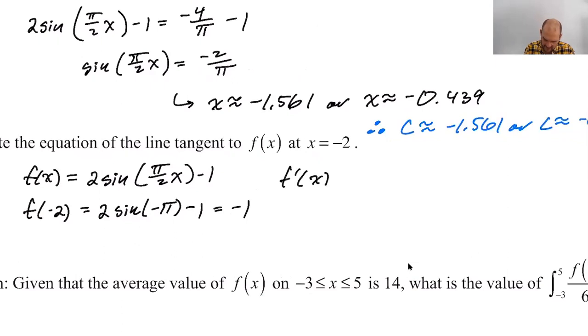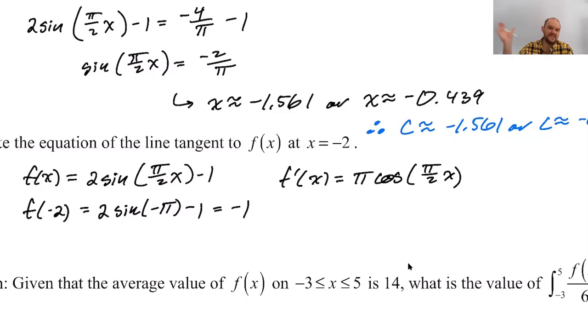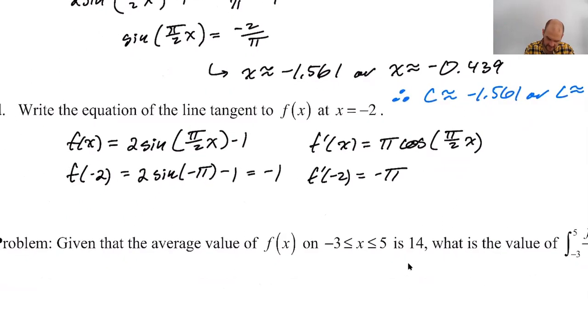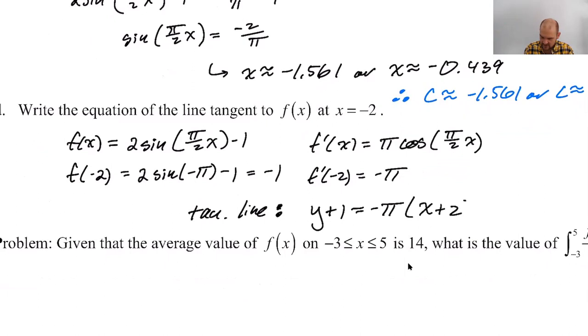F prime of x. So chain rule. We're going to get 2, and then there's a pi over 2, so it's pi cosine of pi over 2 x. And then the derivative of negative 1 is 0. So f prime of negative 2 is pi times the cosine of negative pi. Cosine of negative pi is negative 1, so negative pi. Gross tangent line, but that's all right. Actually, it's kind of neat. When do you get a slope of negative pi, you know? y plus 1 equals negative pi times x minus negative 2, so plus 2.